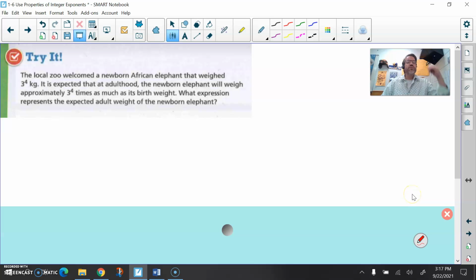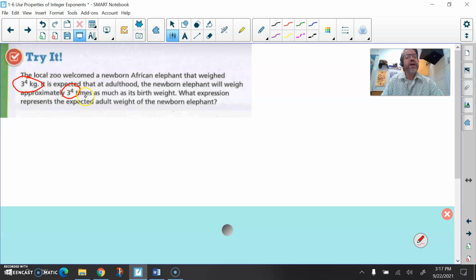All right, the local zoo welcomed a newborn African elephant that weighed 3 to the 4th kilograms. It is expected that at adulthood, the newborn elephant will weigh approximately 3 to the 4th times as much as its birth weight. What expression represents the expected adult weight of the newborn elephant?